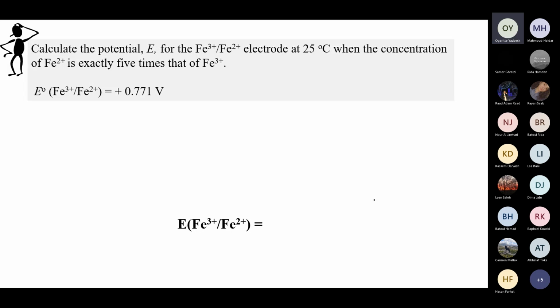Calculate the potential E for the iron 3+, iron 2+ electrode at 25 degrees Celsius when the concentration of iron 2+ is exactly 5 times that of the iron 3+. So they gave you the E naught values, and we want the potential of this couple where one of them is 5 times the concentration of the other. The reduction half reaction here is iron 3+ plus 1 electron goes to iron 2+.